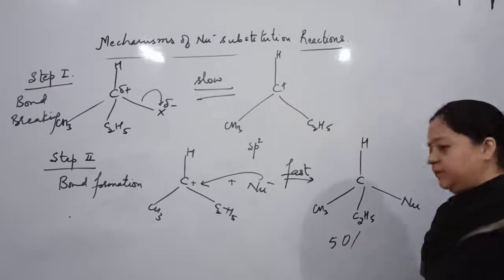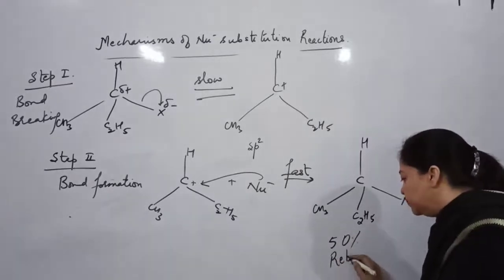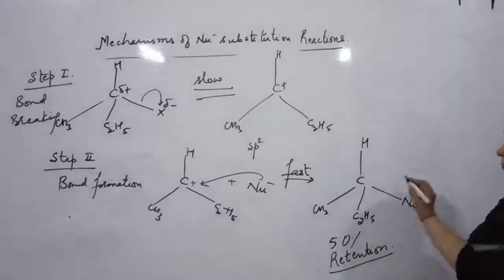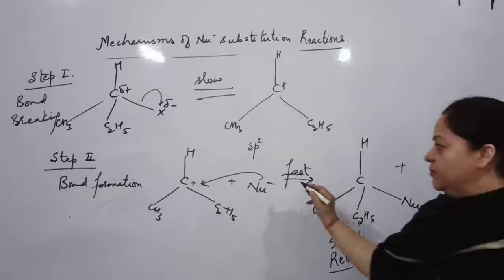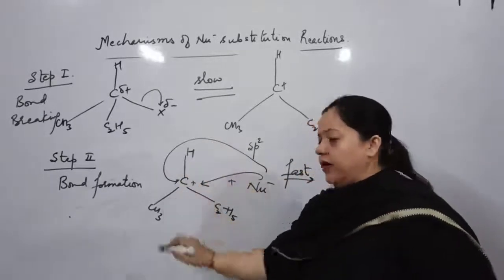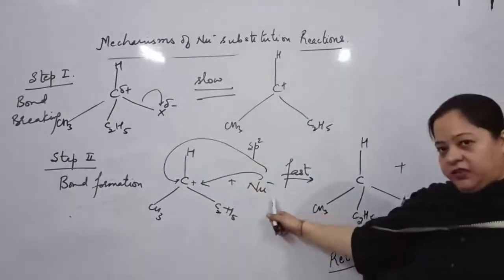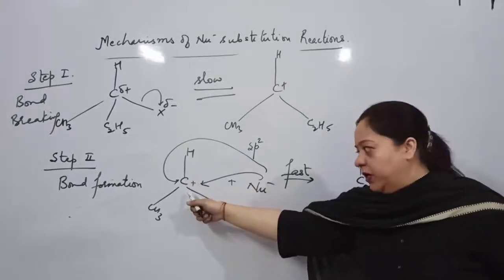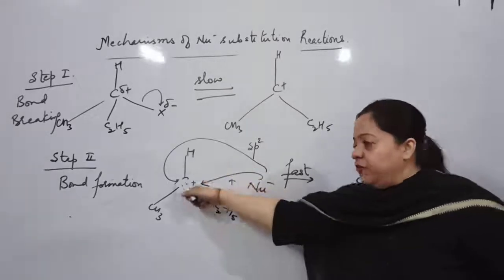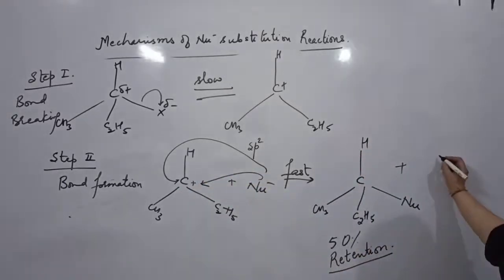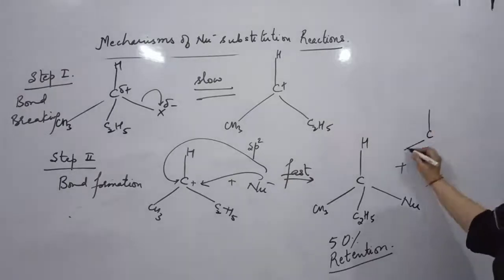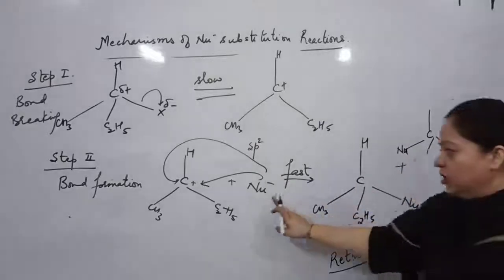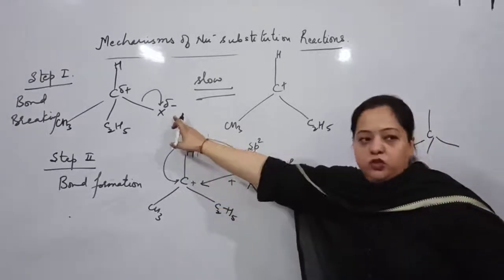50% product, and this is with the retention of configuration. And there is 50% probability for the rear attack. The nucleophilic attack on this carbon carrying positive charge on the carbocation intermediate, where 50% probability from the rear side, and when there is 50% attack from the rear side, then the nucleophile will occupy the position which is mirror image position to the leaving group.